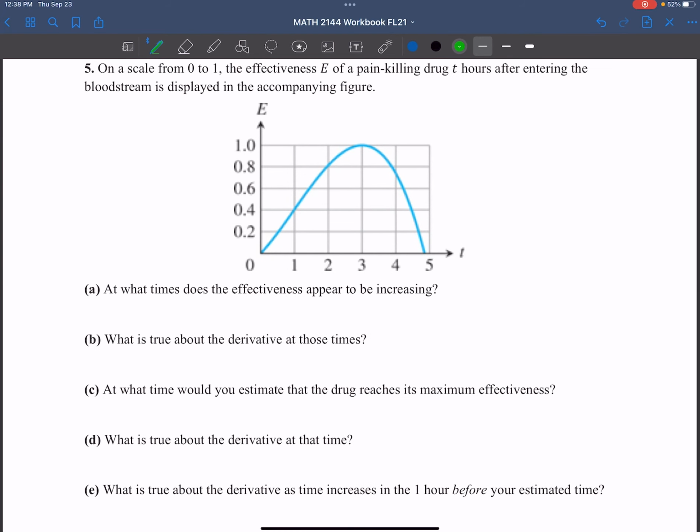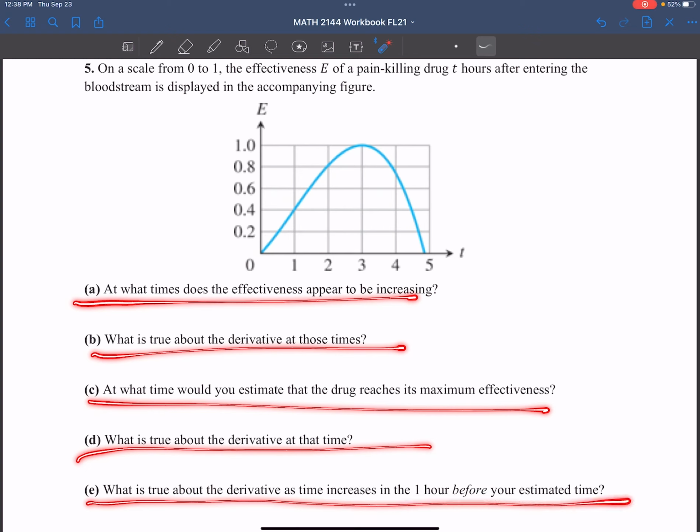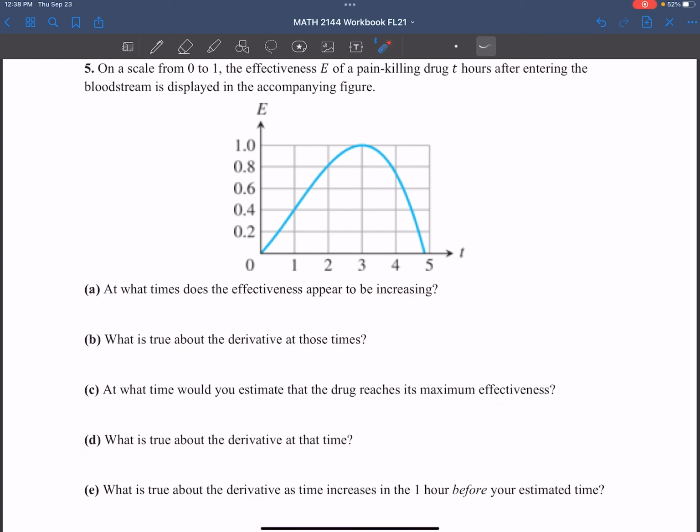Number 5: on a scale of 0 to 1, the effectiveness E of a painkilling drug T hours after entering the bloodstream is displayed in this accompanying figure. And we're asked a series of 5 questions. Let me give you about a minute to read through those questions, and then I'm going to have you pair up with 1 or 2 neighbors around you and just discuss it, and then we'll come back together and make sure that the ideas are all solidified.